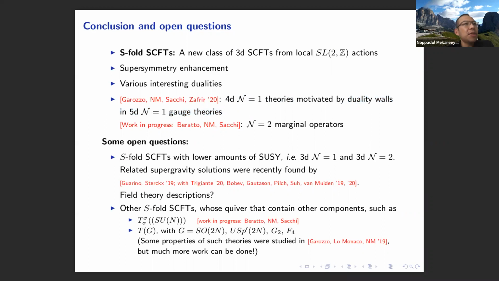There is also an open question whether this can be generalized to 3D N=1, for example, or other theories, including, for example, the T[G] theory with another gauge group, which is self-dual under Langlands duality. This is an open question. Thank you very much for your attention.